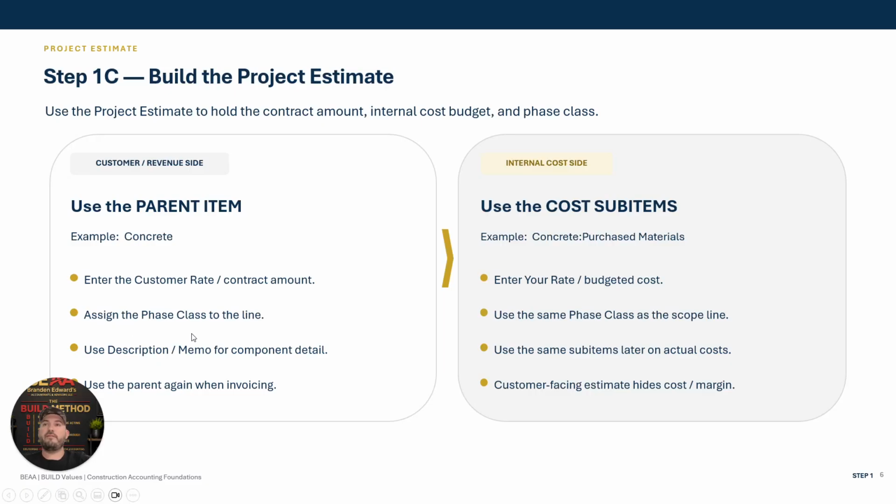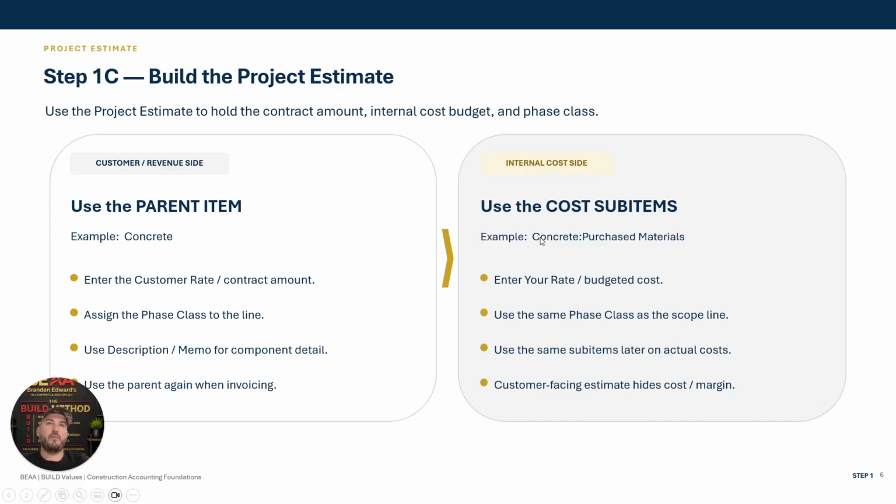Then we're going to assign the phase class to the line. We're going to use description and memo for the component detail. Use the parent again when invoicing. Just a quick reminder, remember invoicing, boom, we're using parent accounts, not the sub item level. All right, continuing to the sub items.